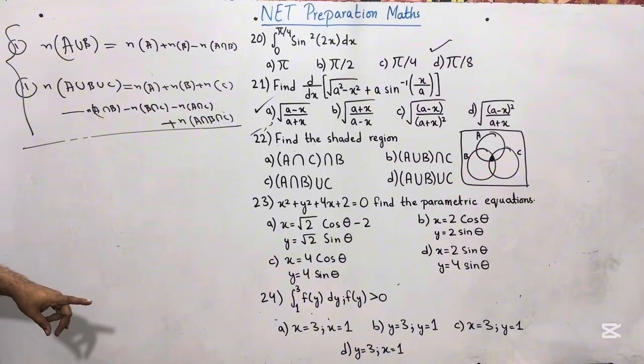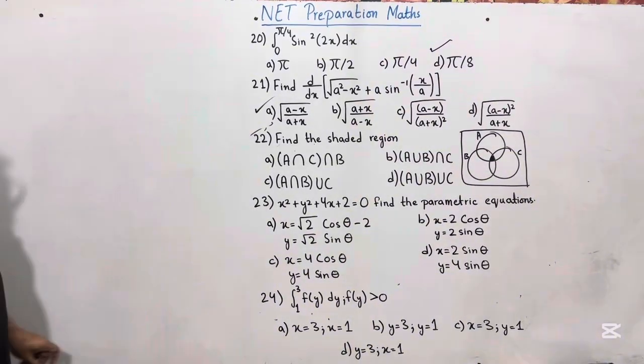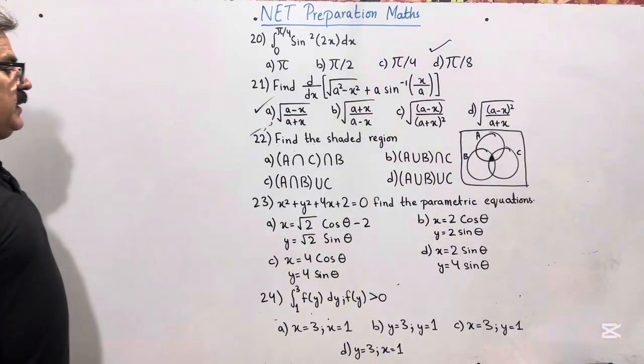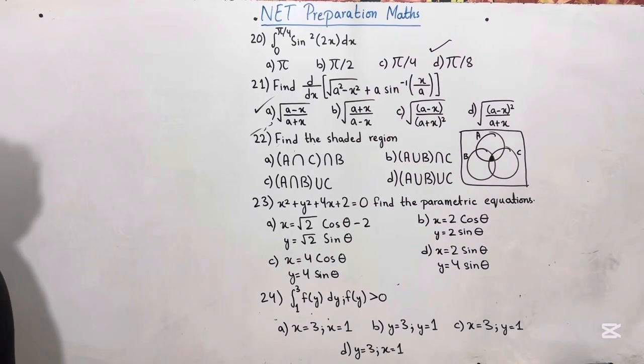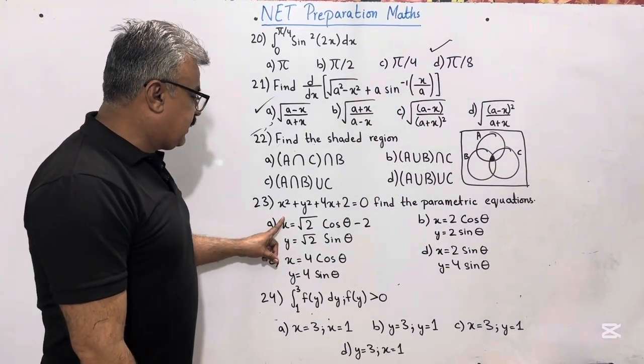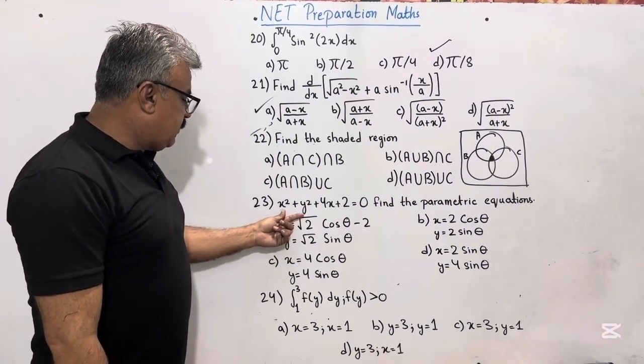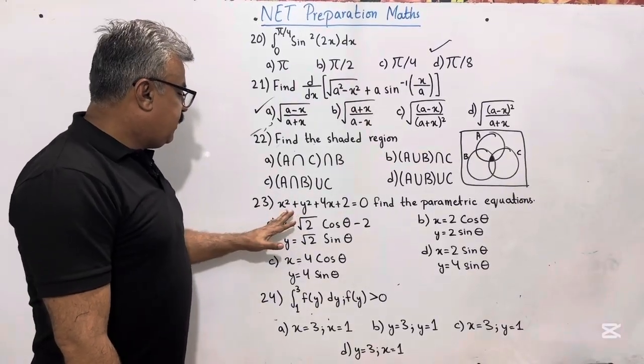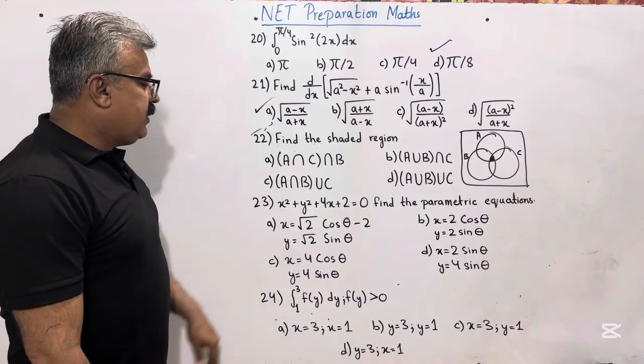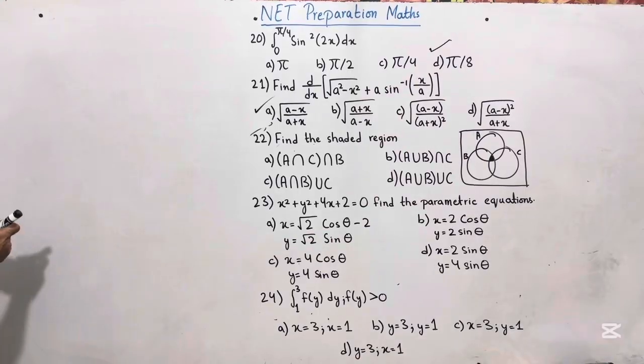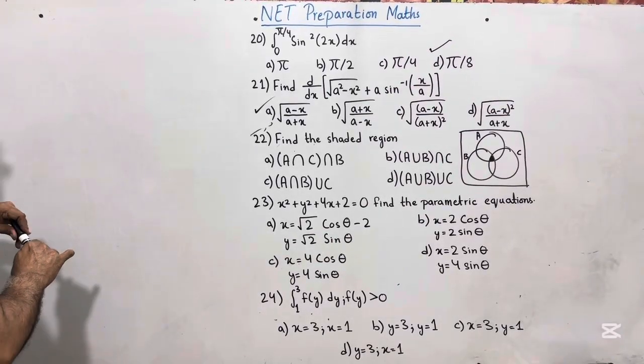Moving towards the next question, it is based on analytic geometry. Circle: x square, y square, they are both positive, having the same coefficient. No doubt it is the equation of a circle. We are asked to find its parametric equation.